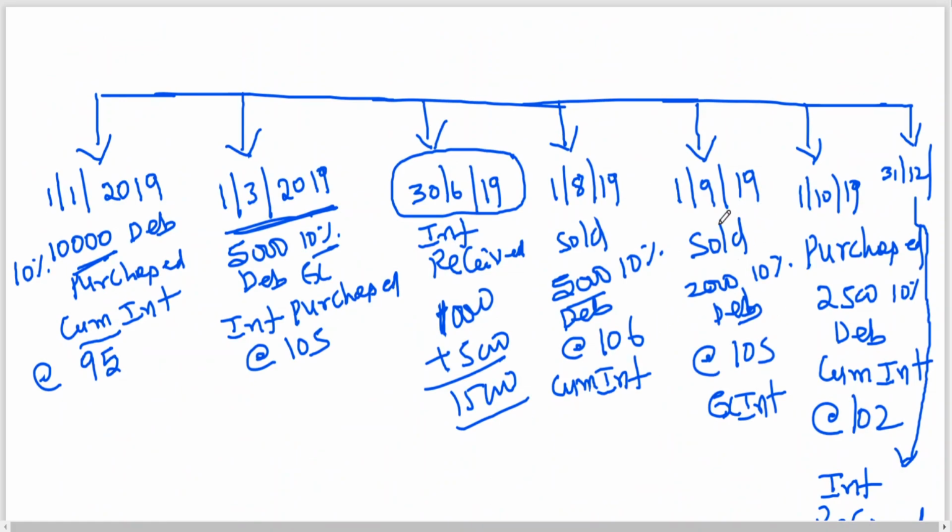Similarly on 1st September 19, come on, you try. I am giving 2 minutes time. You can cross check later on. This time it is 10%, ex interest. You can try 1st September 19 and 1st October 19 also.